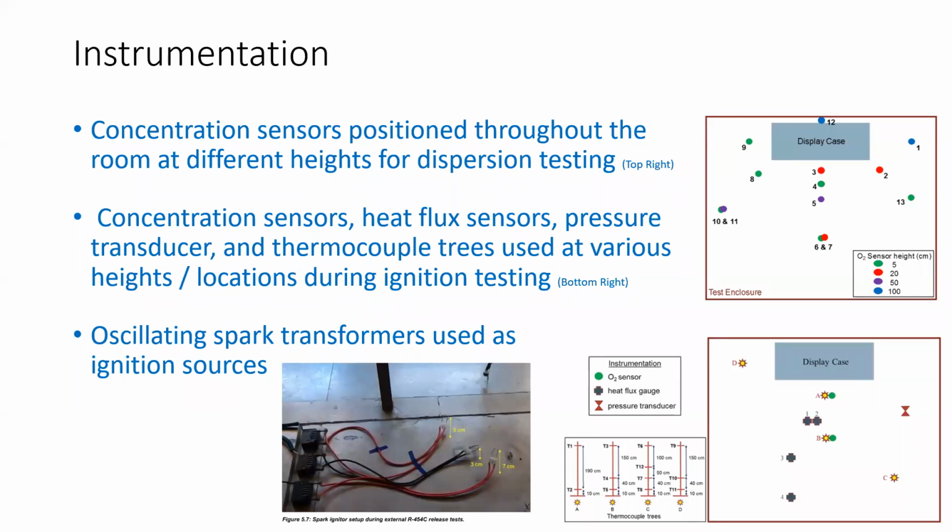In the bottom right, we're looking at the test setup for ignition testing. Here, many of the concentration sensors have been removed, but we've added heat flux sensors, pressure transducers, and thermocouple trees at various heights and locations, again, to try and gauge the size and scope of an ignition event should it occur. And finally, at the bottom, I'm showing the ignition sources, which were oscillating spark transformers. These are very strong ignition sources that are capable of igniting flammable concentrations of each refrigerant. And the height of the igniters was adjusted to make sure that they were present within flammable layers that were formed with the refrigerants. Next slide, please.